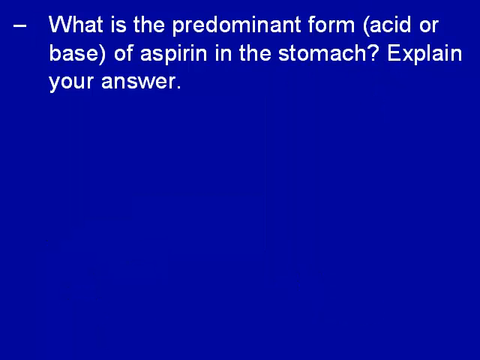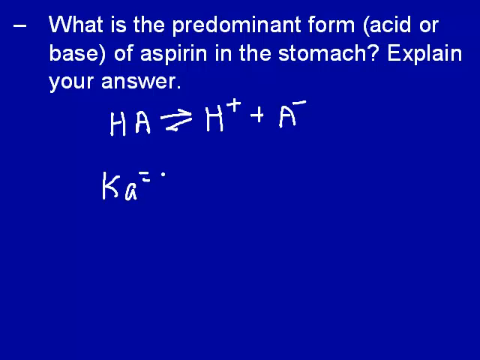All right, let's talk about the next question. What is the predominant form, acid or base, of aspirin in the stomach? And explain your answer. Let's just write down the acid-base equilibrium that occurs in the stomach. Acetylsalicylic acid, weak acid. I'll denote that by this shorthand notation here. That will dissociate into an H plus and an A minus. We write down the equilibrium expression for this, Ka, products, which are H plus and A minus, over reactants, HA.